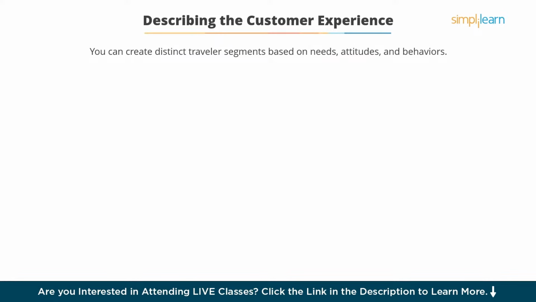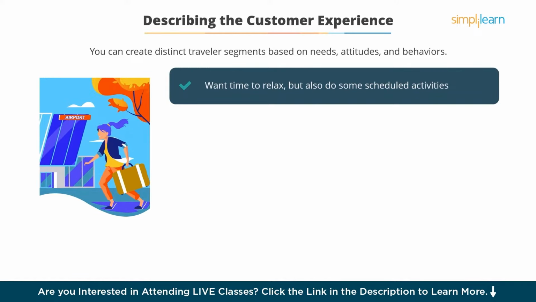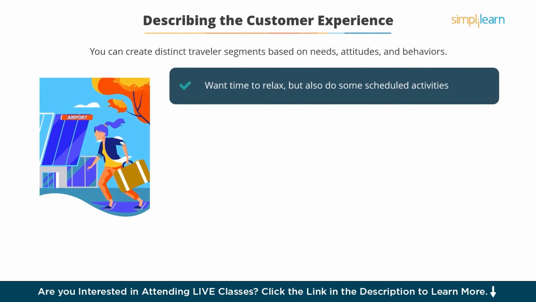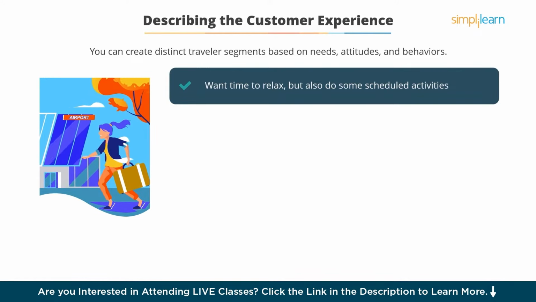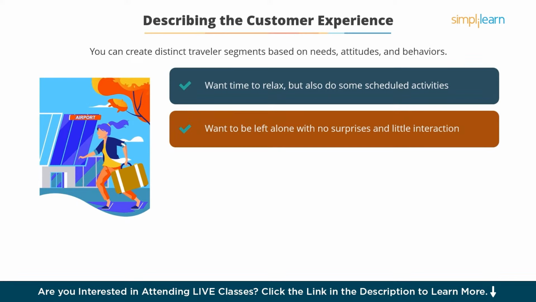The travel company then went on to create 5 distinct traveler segments based on needs, attitudes, and behaviors. The first group wants to recharge, time to relax, but also do some scheduled activities, all while still being connected. The second group just wants to be left alone, with no surprises and little interaction. These people just want to relax in their chair by the pool or beach and read their book.